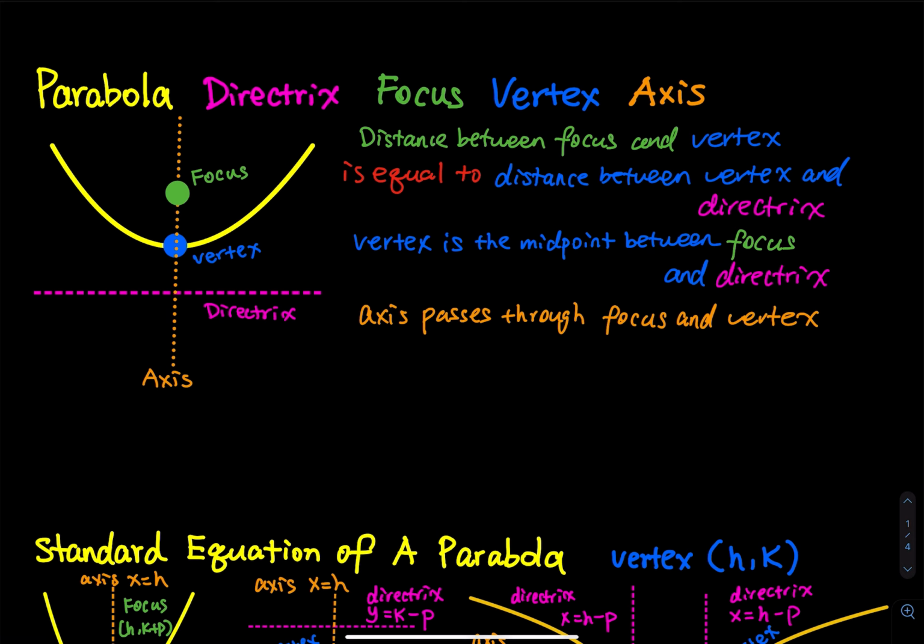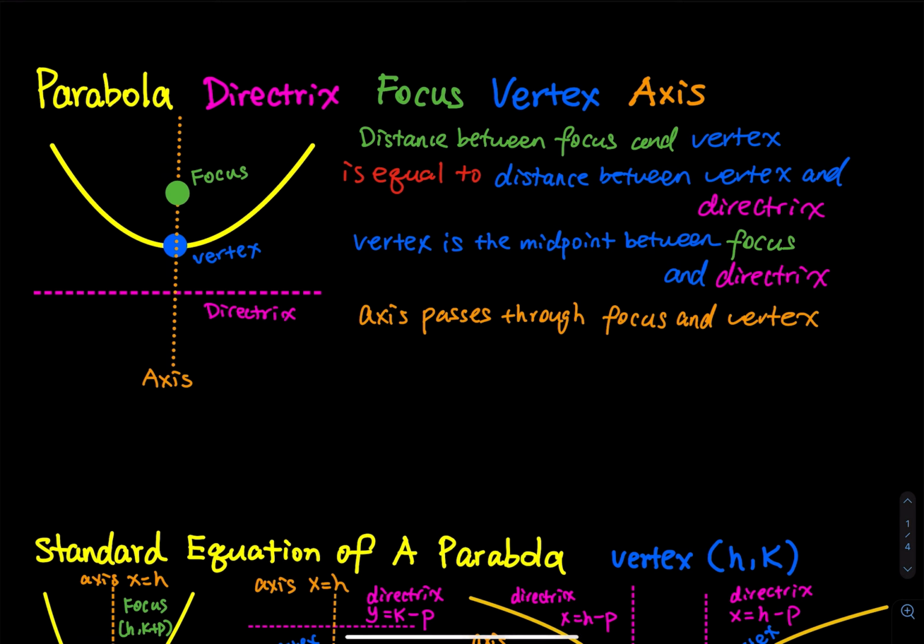So we have a graph. This blue curve is a parabola. The pink dashed line is the directrix, and then the orange dotted line is the axis, the purple point is the vertex of the parabola, and then the green point is called the focus.